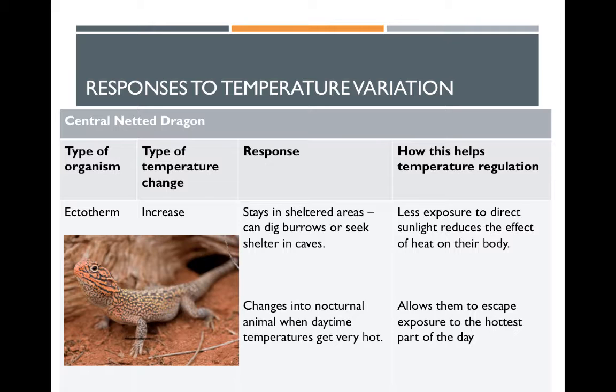So instead of being active during the day, which it is for most of the year, when it gets really hot, it becomes nocturnal so that it's only active at night. And that allows them to escape exposure to the hottest parts of the day. So they can still get around and be active without being in direct sunlight and getting too hot.